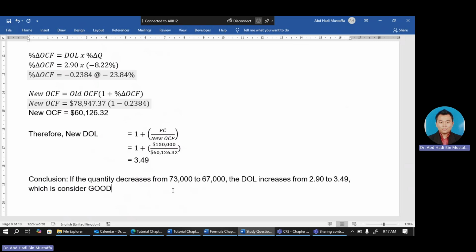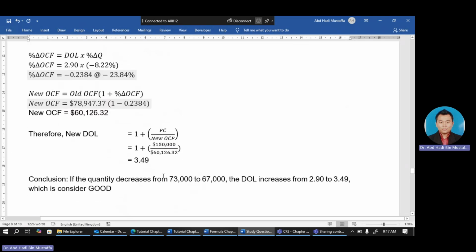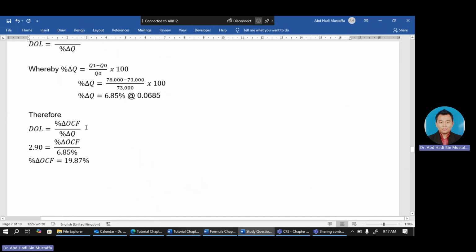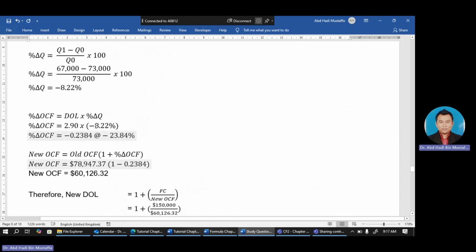Tetapi kalau dia terlalu naik pun, which is sometimes consider not good lah. Sebab apa? Kalau mesin tu tak pakai langsung. You have a machine, but you didn't produce any quantity. So memanglah tinggi DOL, tapi tak berapa bagus lah. Sebab apa? Under operating. So that's one. So ini dia punya final answer. I will share you the answer later on after the class. Maybe today or tomorrow. So this is the process. Question number 7 and question number 8 are interrelated. They sambung between each other.